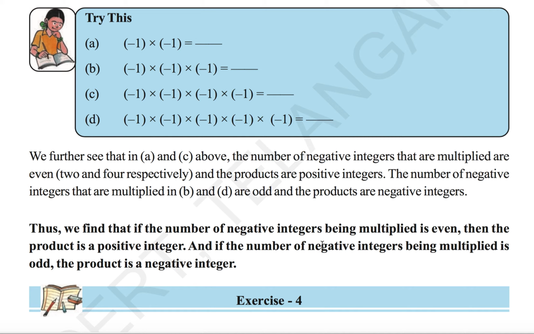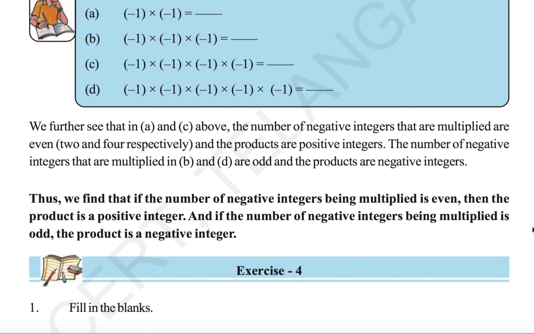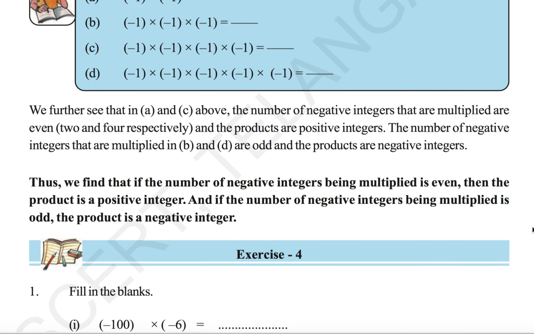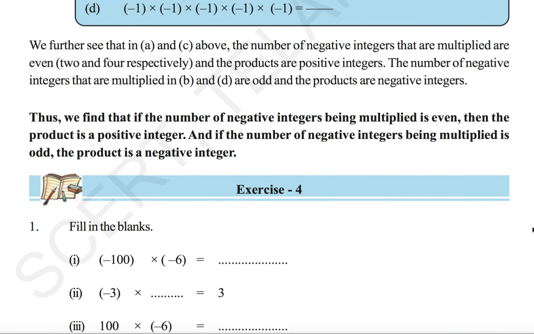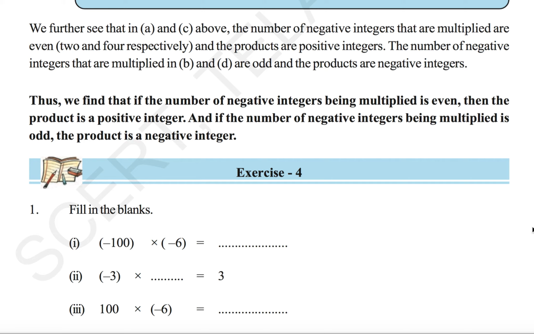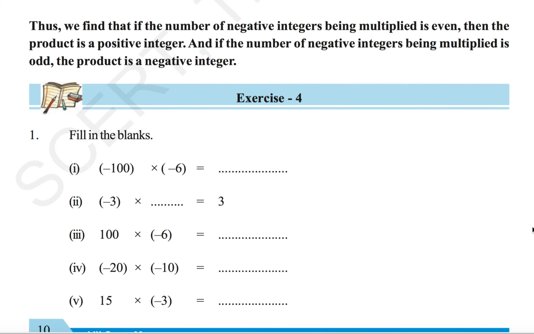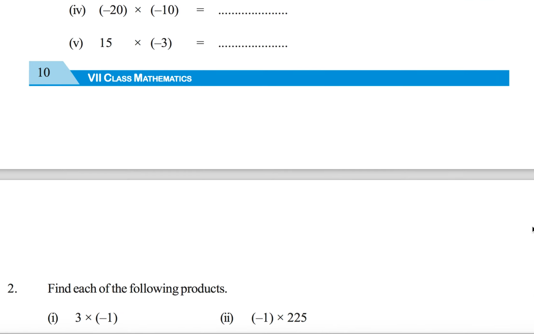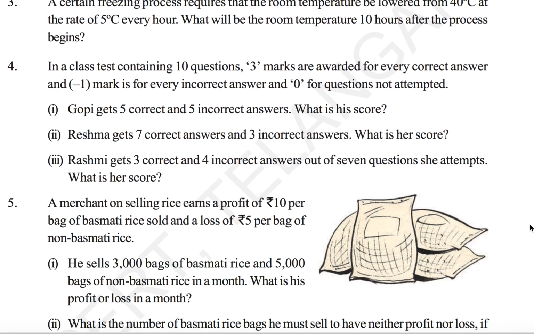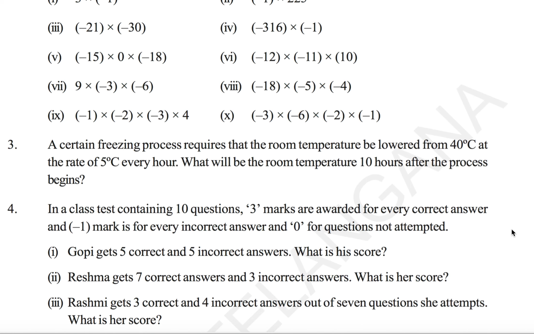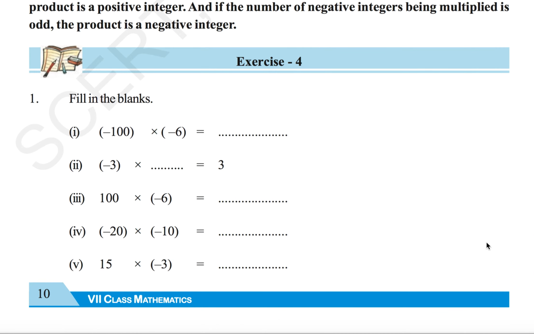Thus, we find that if the number of negative integers being multiplied is even, then the product is a positive integer. And if the number of negative integers being multiplied is odd, the product is a negative integer. Okay? You got the point.